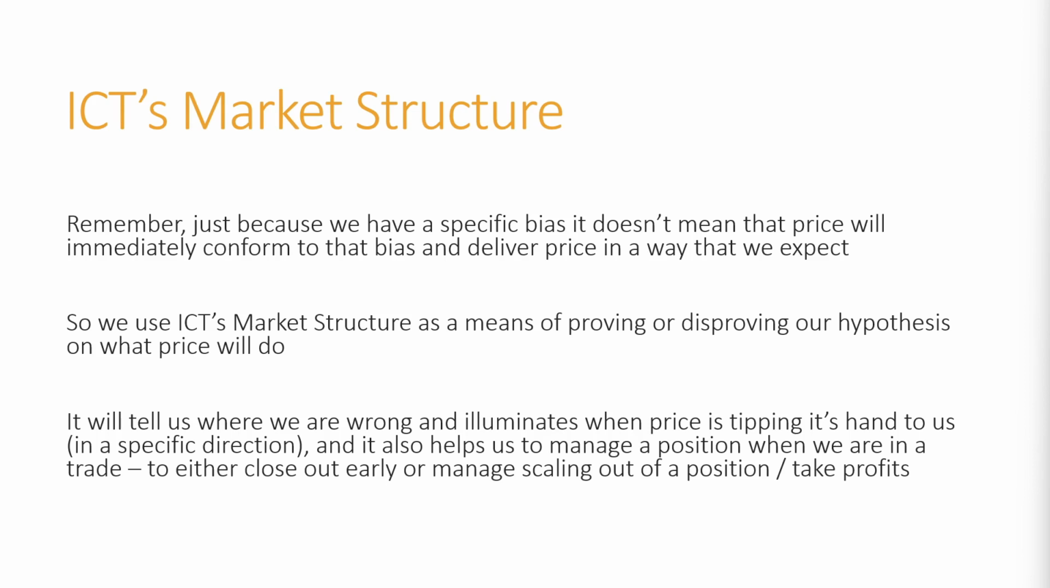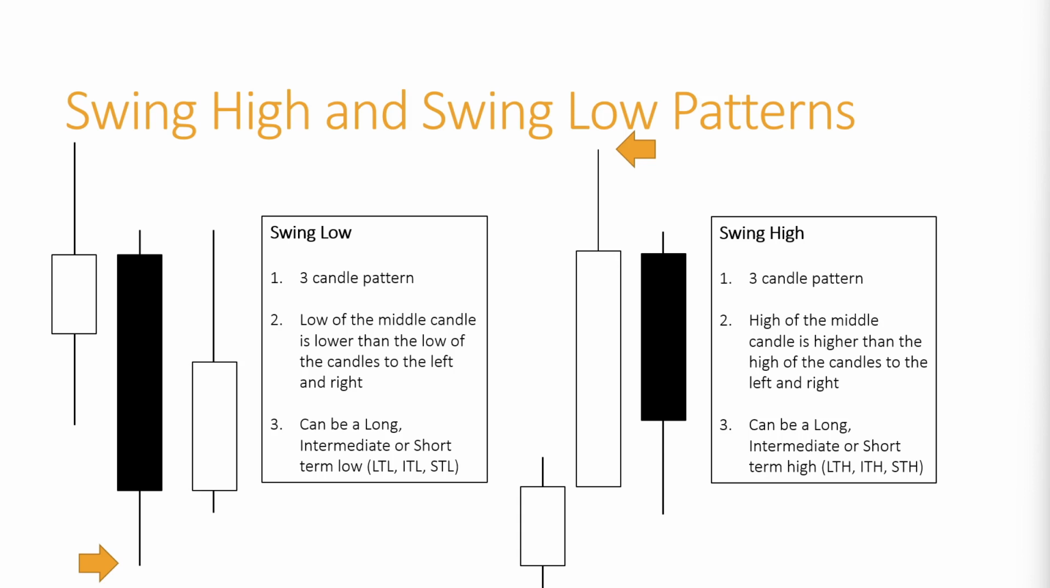This is why market structure is so important, because it tells us where we're going to be wrong and where we're going to be right. It's not only helpful but important because it dictates whether we're going to go into a trade and how we're going to manage a position if we're in it. Market structure is going to indicate that we're wrong, or it's going to tip its hand to give us an indication of where price might go and in what specific direction. That's helpful for closing out a trade early, or if we're in a successful trade, it helps us determine where we're going to take profits and how we're going to scale out. Now, some quick revision on swing high and swing low patterns.